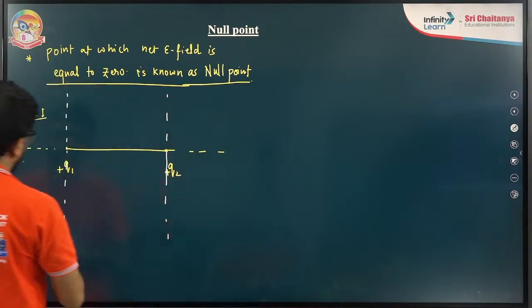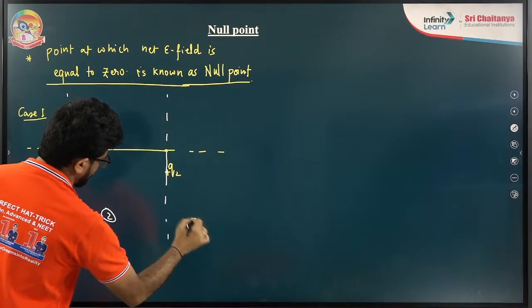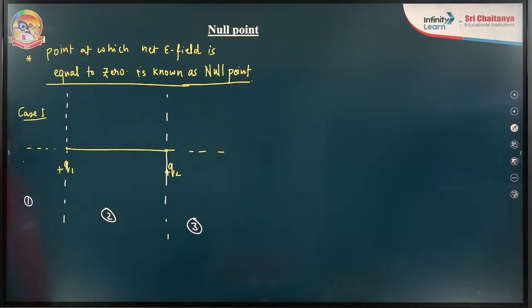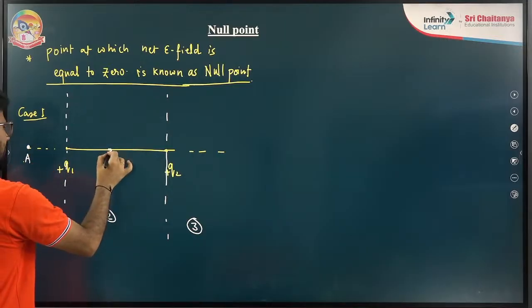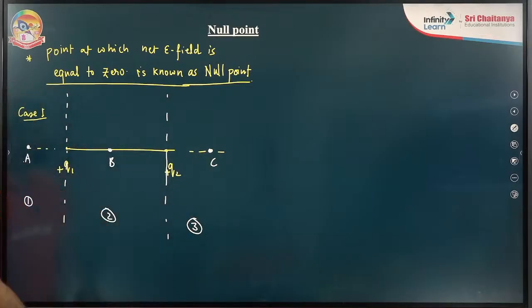A few regions I am taking. Region 1, region 2, this is region 3. There are 3 regions. Any point you can take. Suppose you are taking the point here, this point is A. Or you are taking any point here, B. Or any point here, C. Now you can check at these 3 points where the field can be 0, where it can be possible.